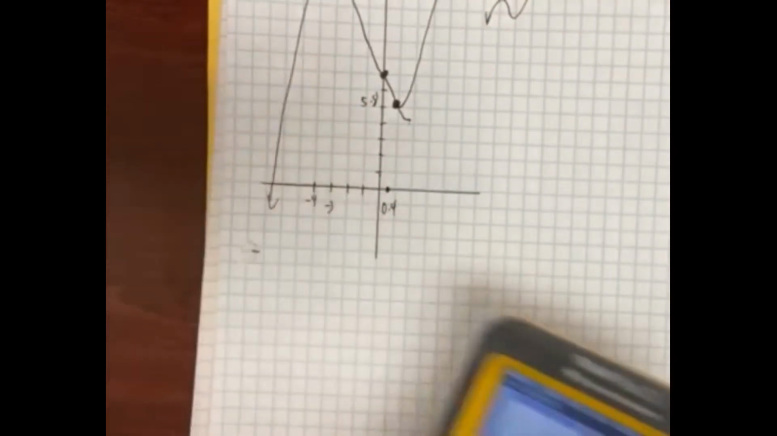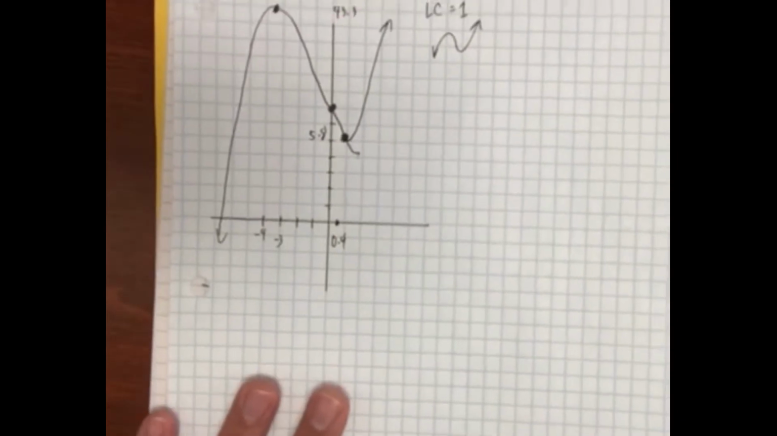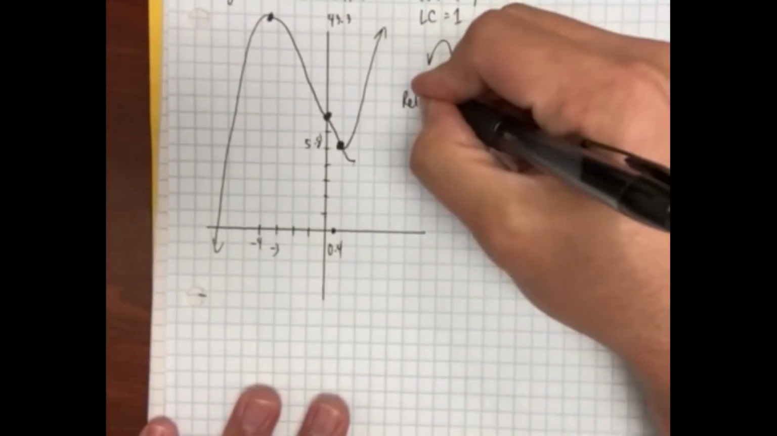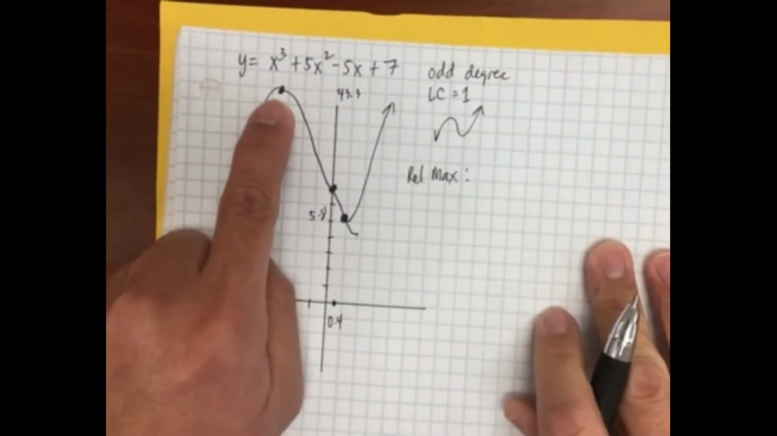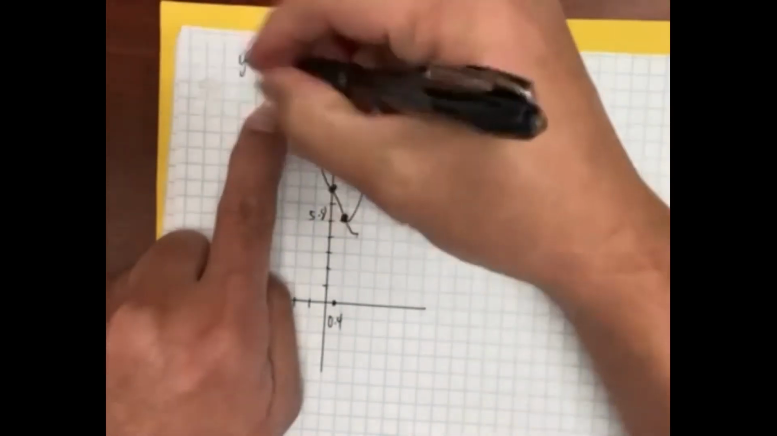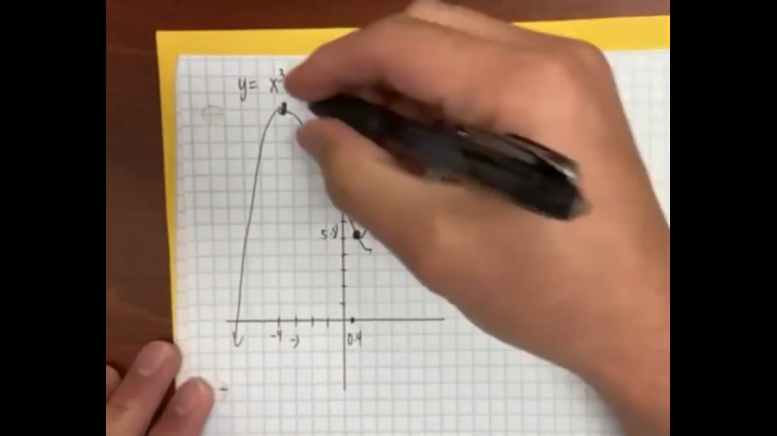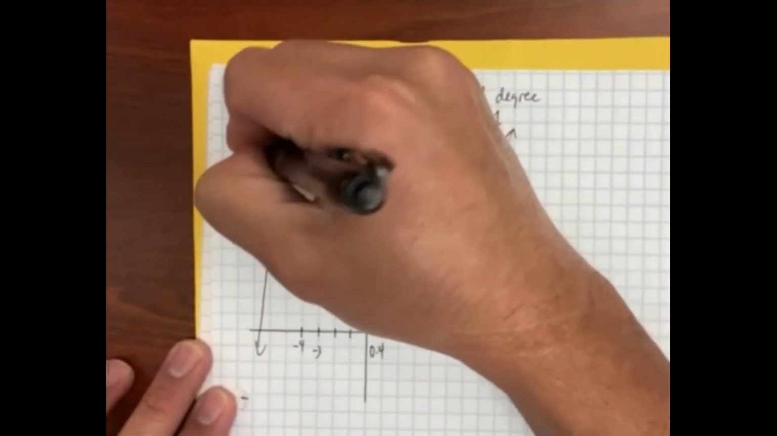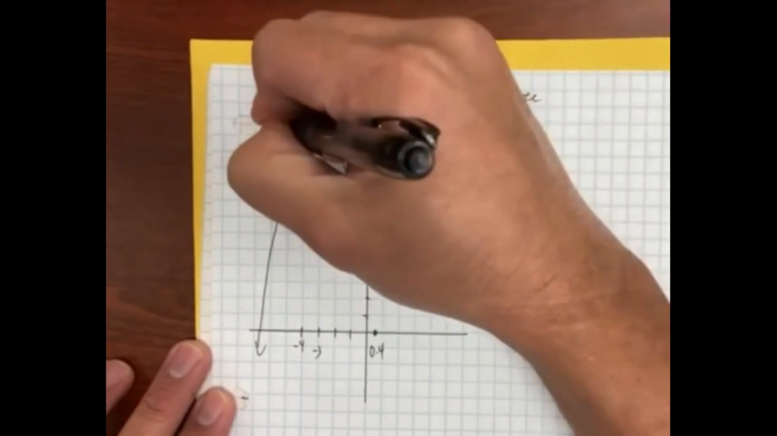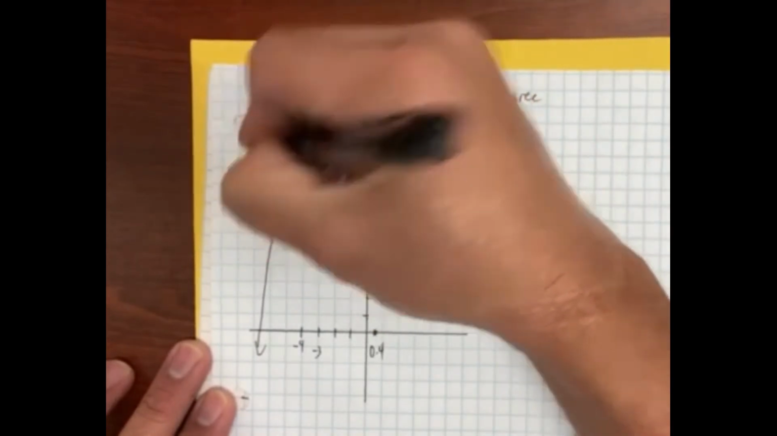Okay, so let's start now here. If you're being asked to find the relative maximum, we have one over here, that's a max. And the point of that one is negative 3.7 comma 43.3.